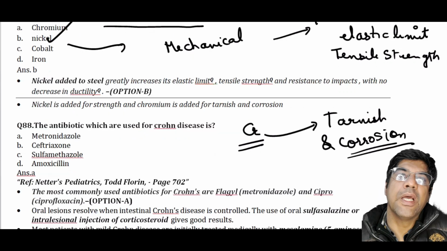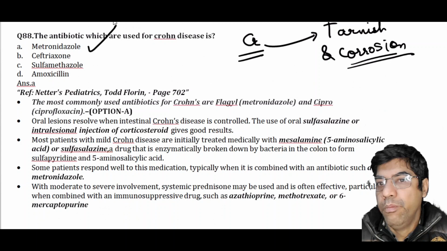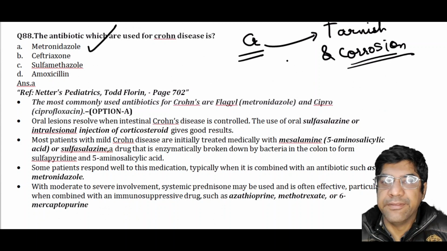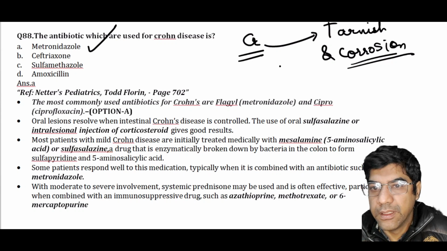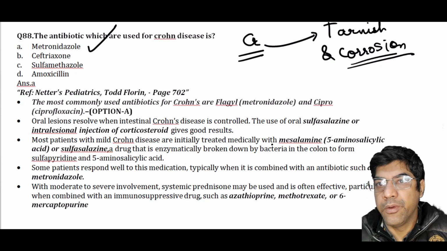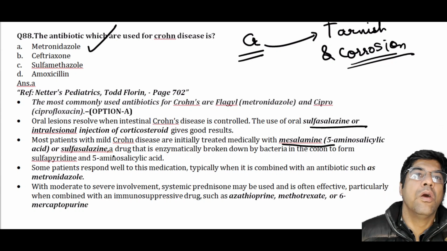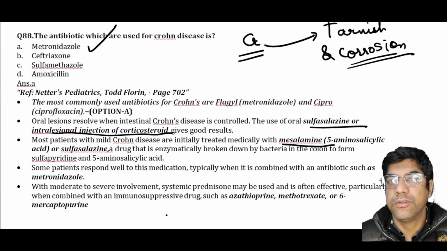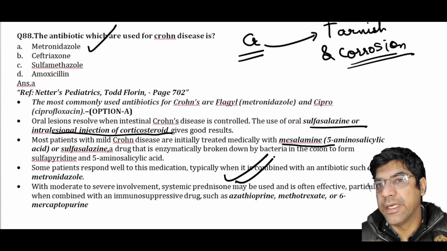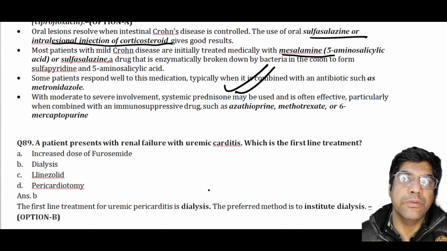Coming to the next question, the antibiotic which is used for Crohn disease is metronidazole. Metronidazole, that is Flagyl, is one of the most commonly used antibiotics for treatment of Crohn disease. Other drugs that you can use are mesalamine, sulfasalazine, or intralesional injection of corticosteroids. So these are the drugs that can be used.